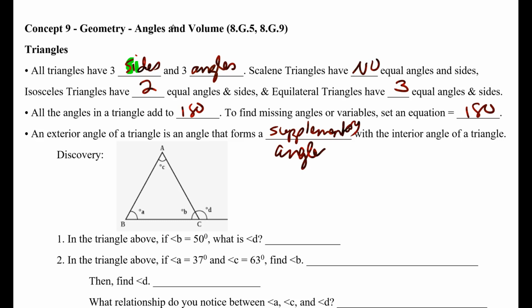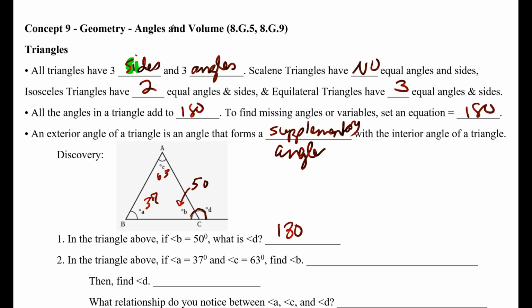In a triangle, angle B is 50 degrees. What is angle D? If this is 50, some of y'all should be slowing it down. If I can draw this half circle, that means I have 180 degrees. So D has to be 130. Okay? In the triangle above, if angle A is 37 and angle C is 63, find angle B.